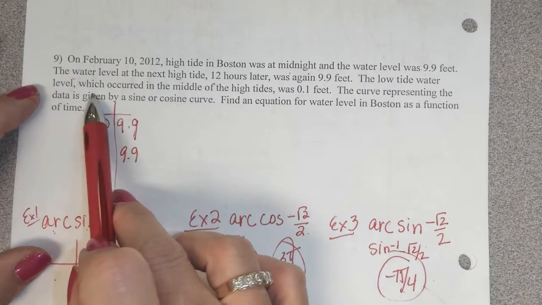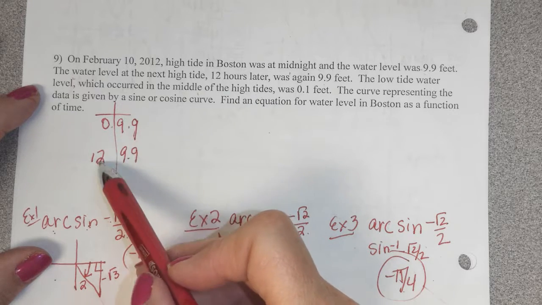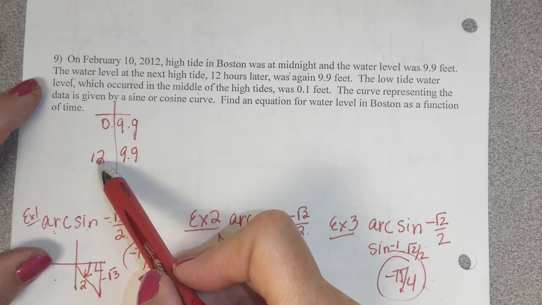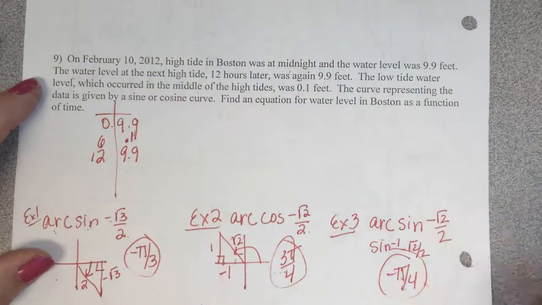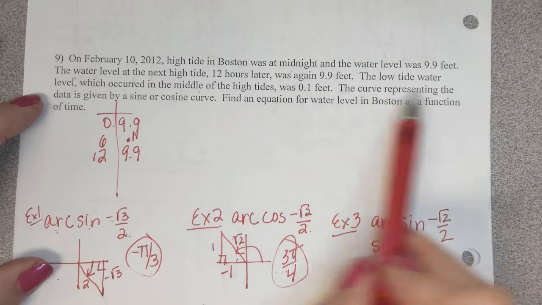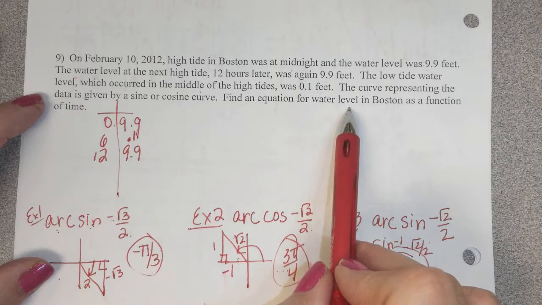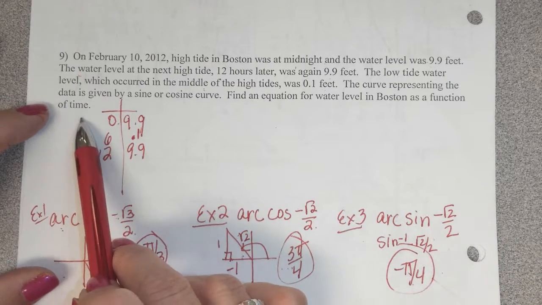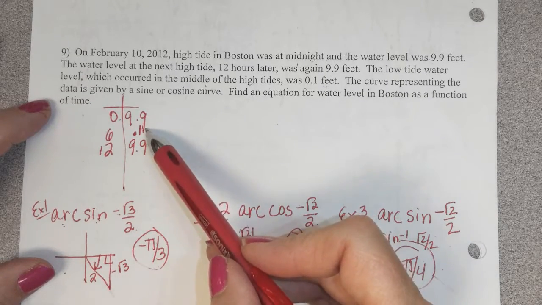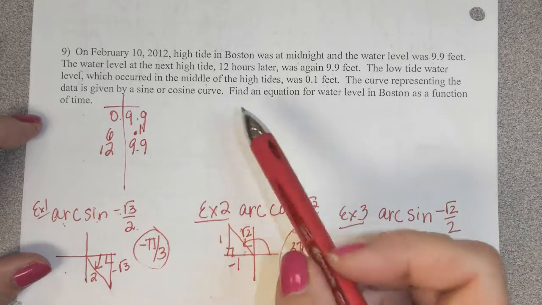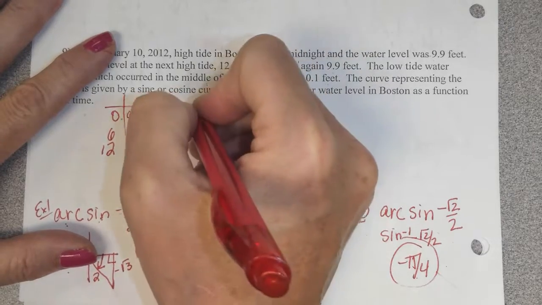The low tide water level, which occurred in the middle of the high tides, so how many hours would that have been? So 6 hours. It tells us that it was 0.1 feet. The curve representing the data is given by a sine or cosine curve. Find an equation for water level in Boston as a function of time. Now, this data, I only have 1, 2, 3 points. How many points do we like to have generally to write a curve? 5. So I'm going to squeeze in some other points.